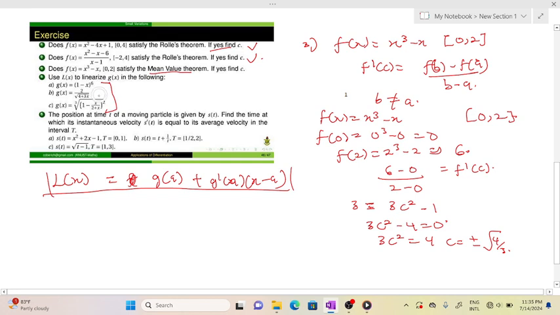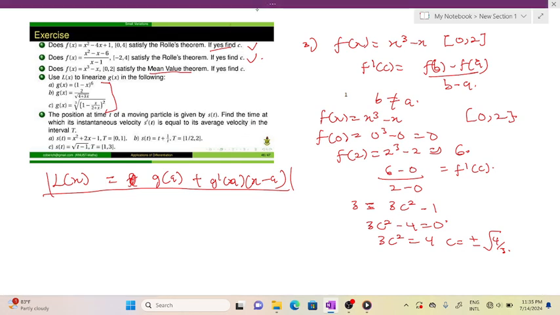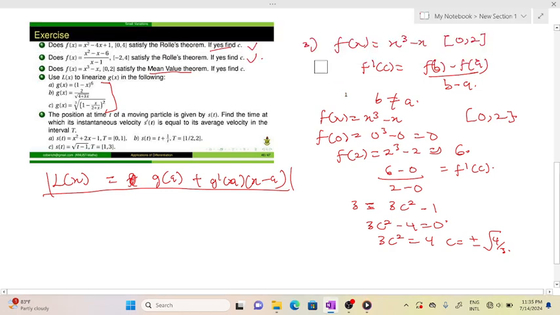Since you don't have any points here, our question becomes incomplete because you can't just linearize this function generally, right? So let's move straight to the fifth question here. It says that the position at time t of a moving particle is given by s of t. Find the time at which its instantaneous velocity s prime of t is equal to its average velocity in the interval. So let's see how we go about this problem here.